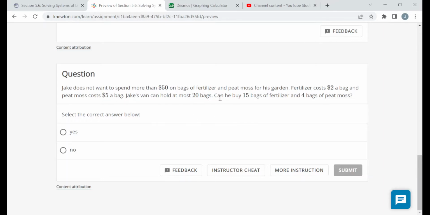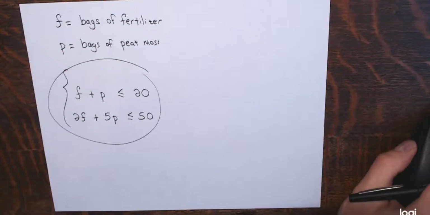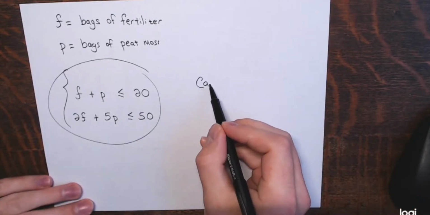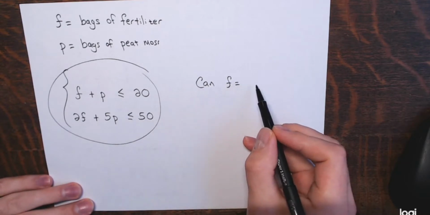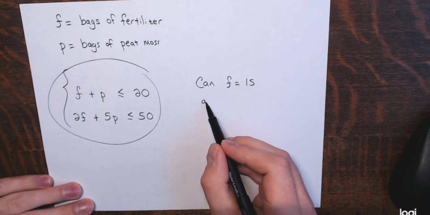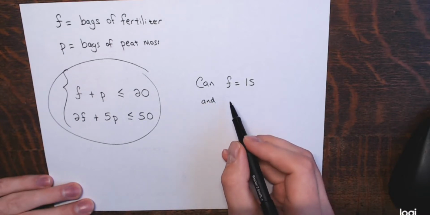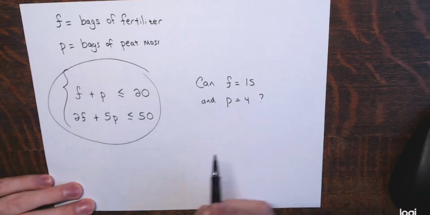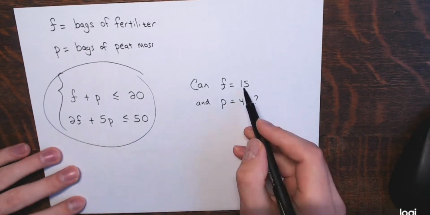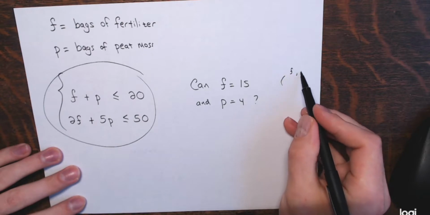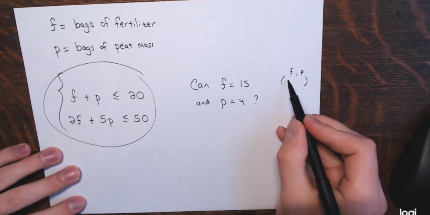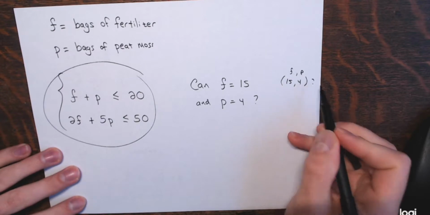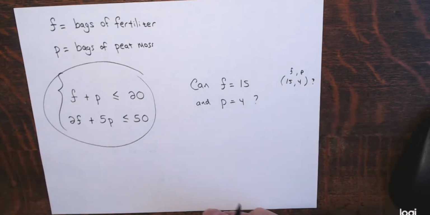So yeah, it's all this, and then they add the question: can he buy 15 bags of fertilizer and 4 bags of peat moss? So can F be 15 and P be equal to 4? That's the question. If you did ordered pairs F and P like this, would the ordered pair 15, 4 be a solution to this particular system? 15 bags of fertilizer, 4 bags of peat moss.